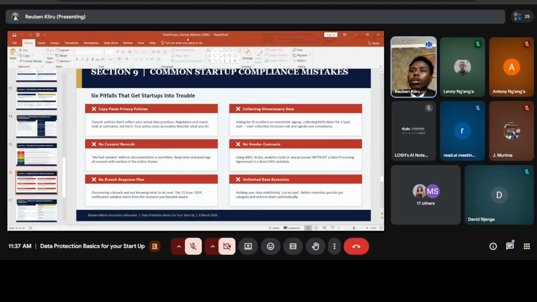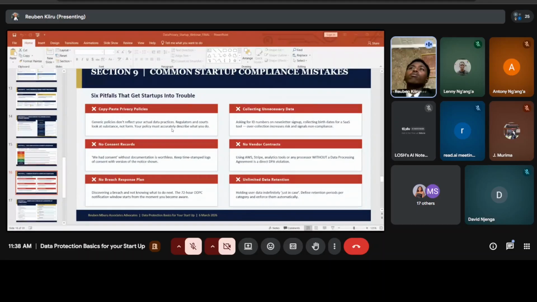Now, these are most of the compliance mistakes that startups make, sometimes even lawyers make for their businesses. People do a lot of copying of policies, privacy policies and terms and conditions. People also collect data unnecessarily. Sometimes they don't have consent records. Sometimes they don't have vendor contracts. They have no breach response plans, and they also retain people's data beyond a period that is necessary. So as a startup founder or business owner, you need to ensure that, one, you have a clear-cut privacy policy. Ensure that you have the right consent requirements, because if you don't, you can easily get sued.